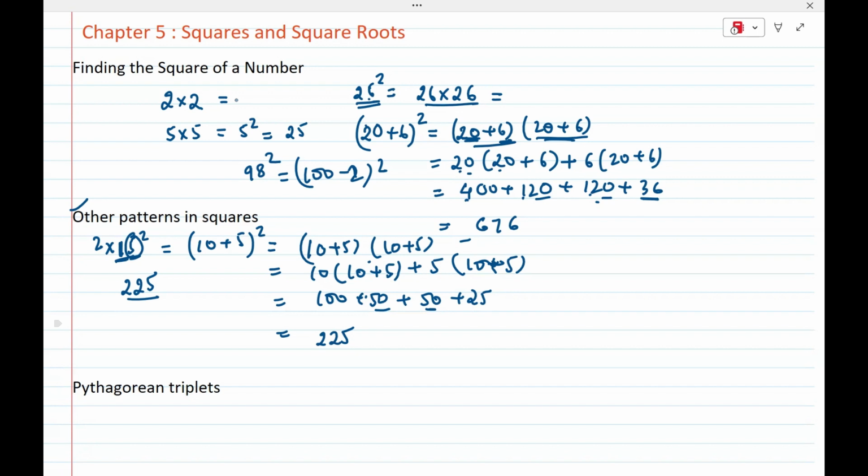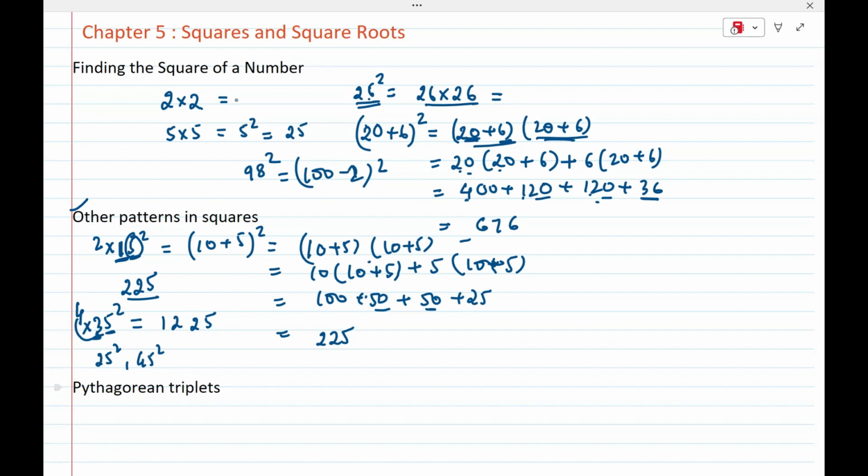Take one more number. Suppose I have 35 square. So what we need to do? Take 5 and square it, which is 25. And then the other number other than 5, I have 3. Add 1, which is 4. And then multiply these two. So 4 3s are 12. Means 35 square is 1225. You can check for 25 square, same way 45 square. This trick works for all the numbers which end with 5.